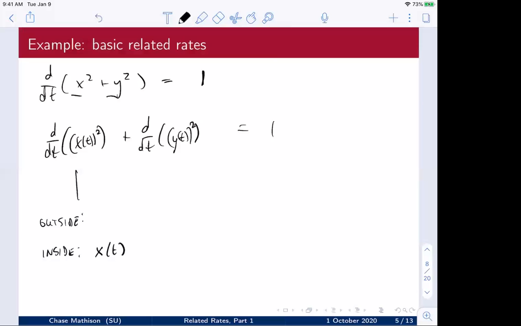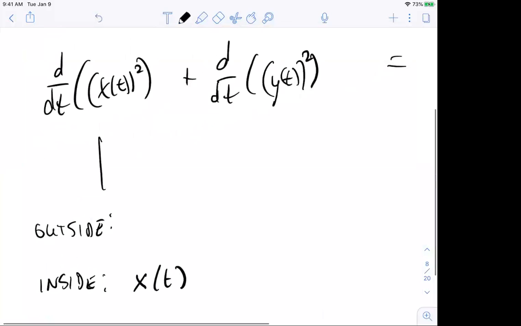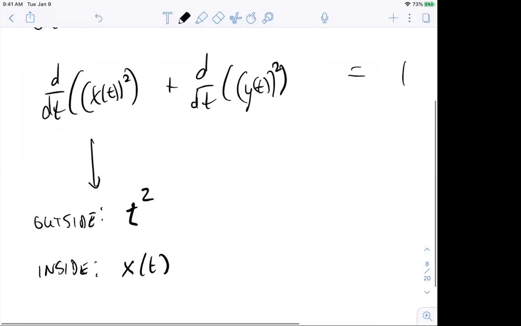And then what's the outside function here? Given a t, the first thing I do is I apply x of t, right? And then what's the last thing I do? What's the outside function? I square it, right? So the outside function is just going to be t squared.